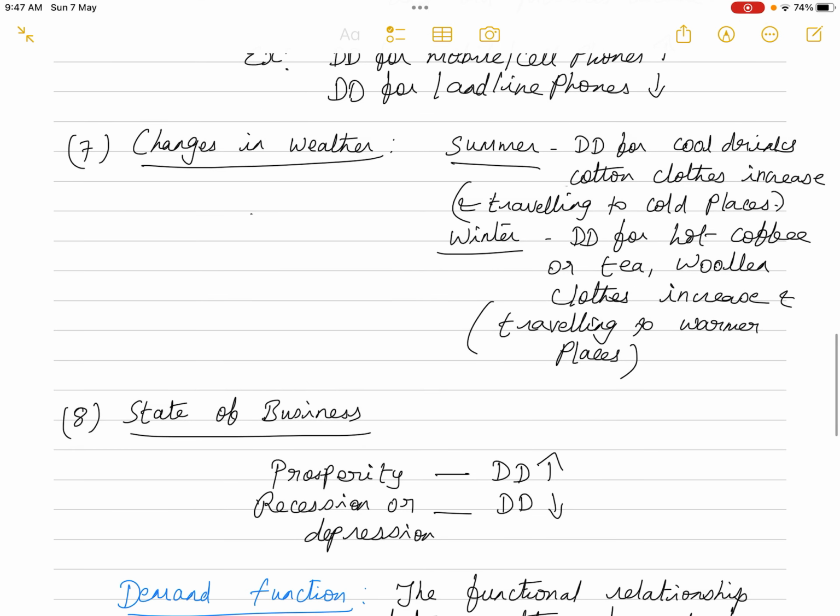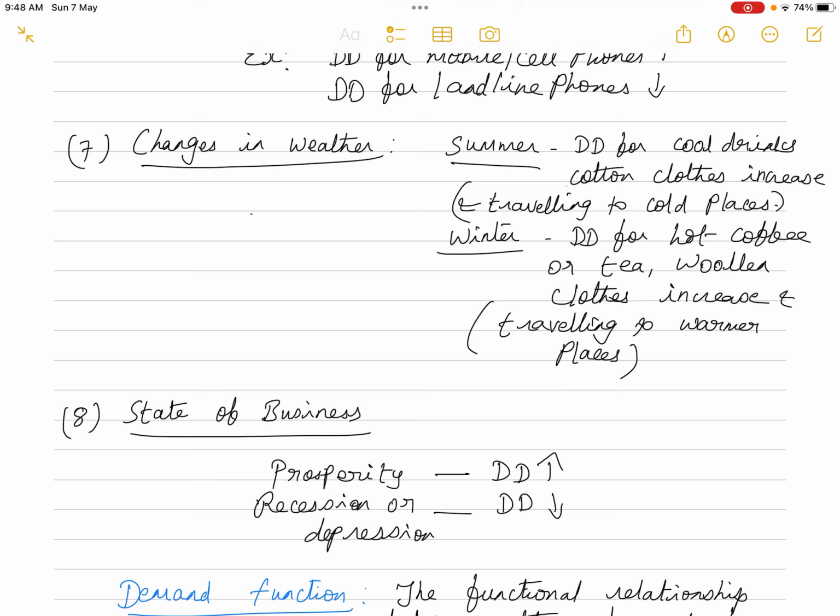Okay, next, the seventh factor: changes in weather. This we have come across several times. In summer, people prefer to have cool drinks and cotton clothes, and people wish to travel to colder places. So demand for those kinds of commodities and services will increase. On the other hand, in winter, people will prefer to have hot coffee or hot tea, and people will prefer to wear woolen clothes, and people will prefer to travel to warmer places. So the demand for those kinds of commodities will increase.